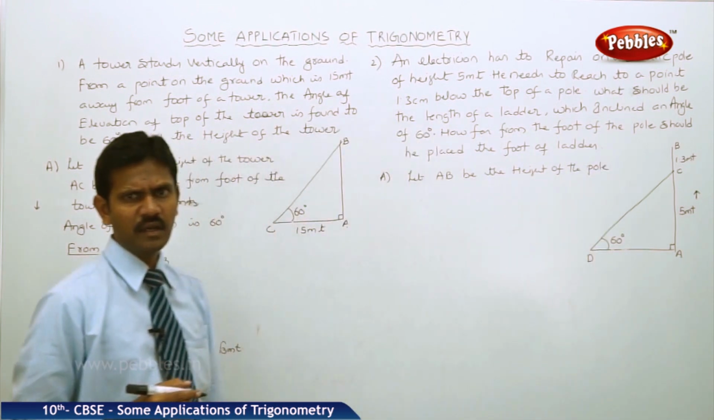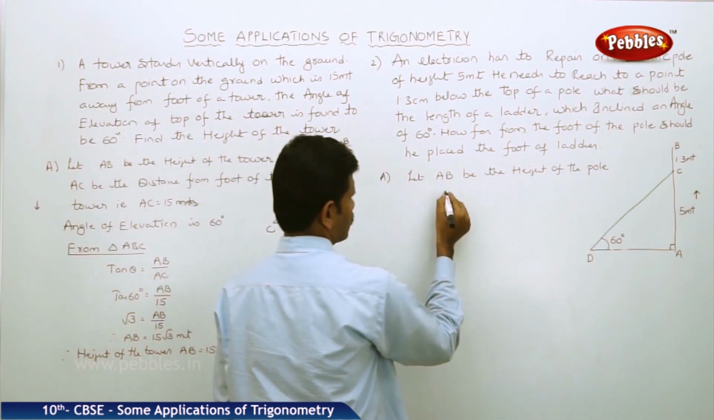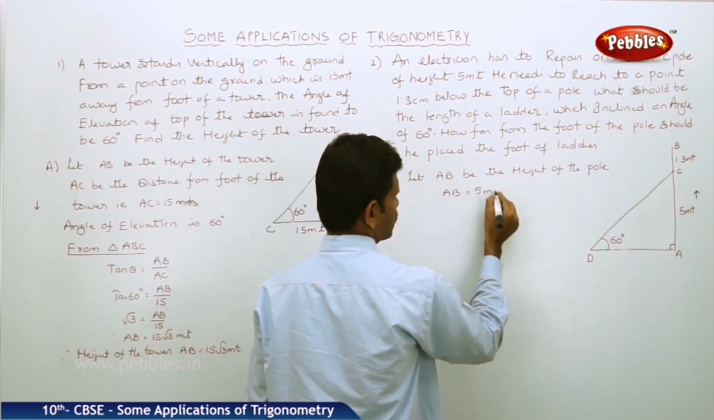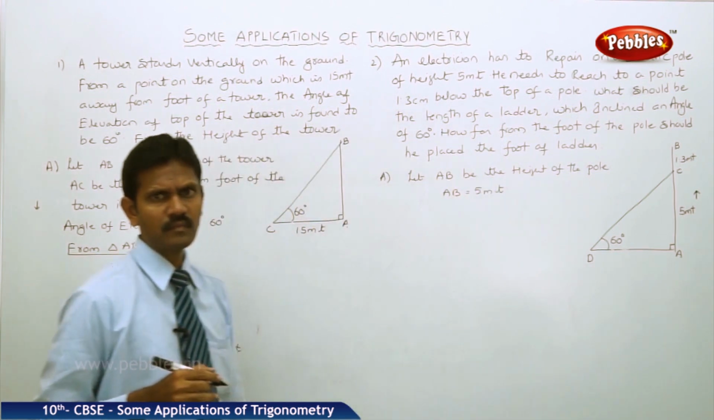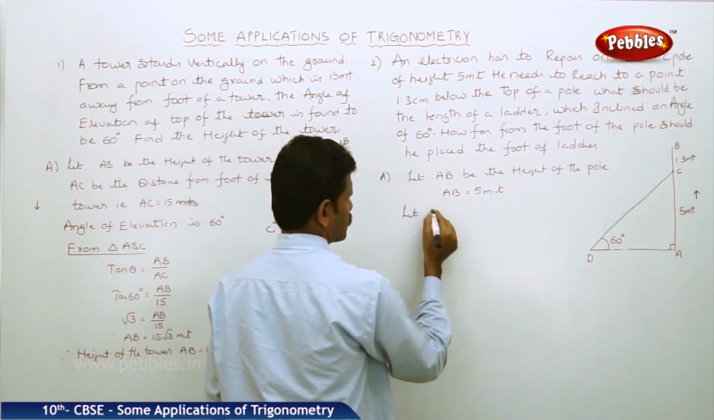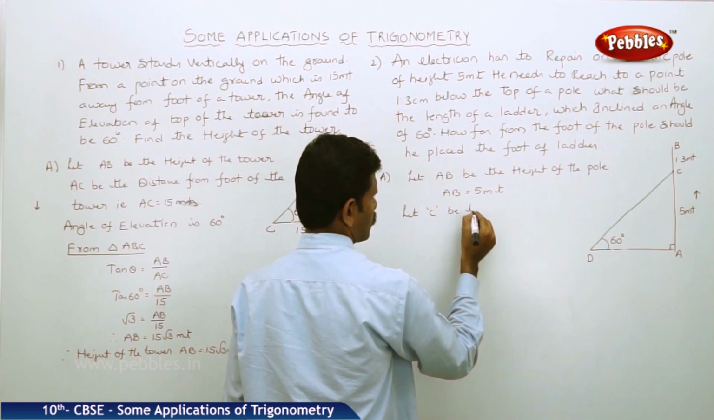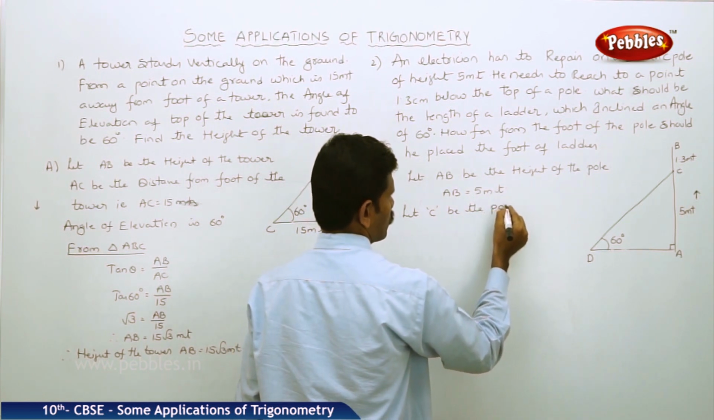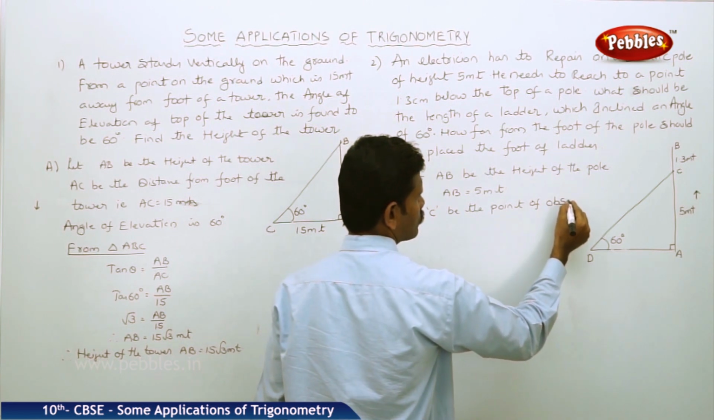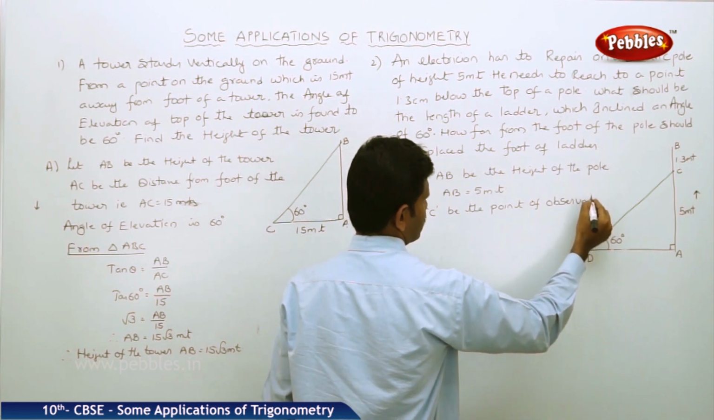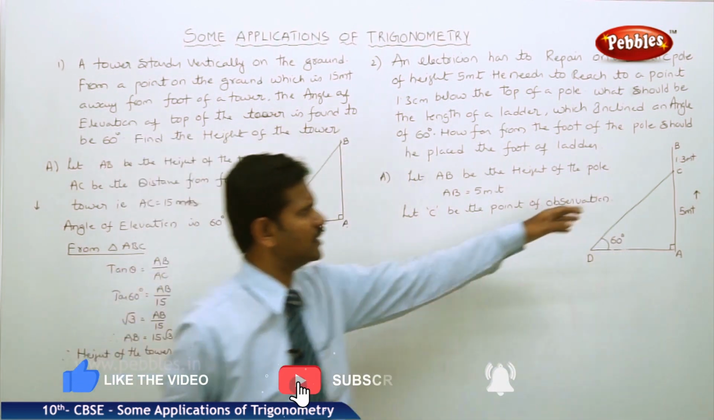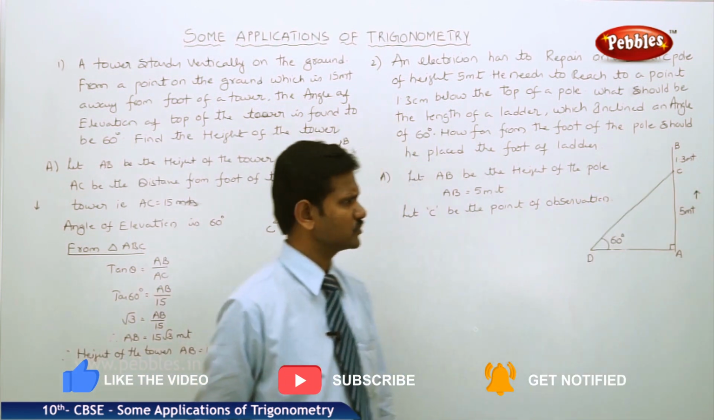Let AB be the height of the pole and AB is equal to 5 meters. Let C be the point of observation. Point of observation means where the repair occurs.